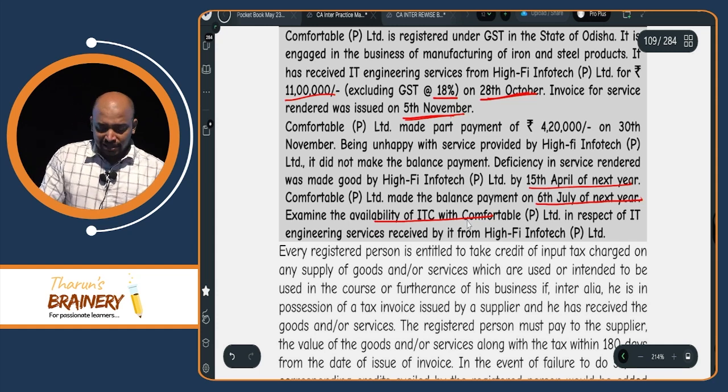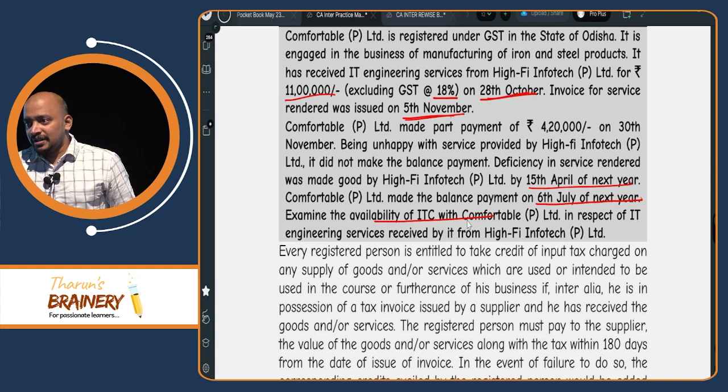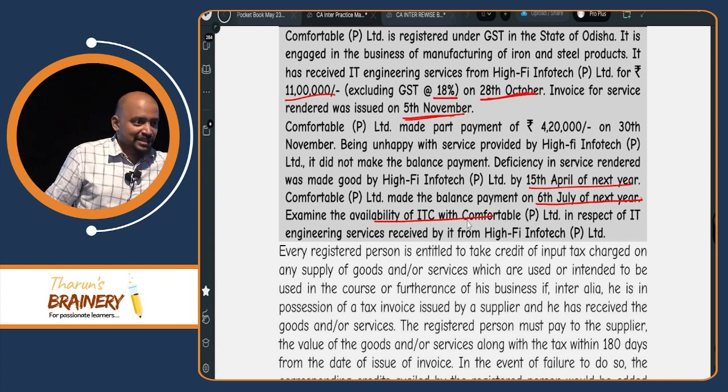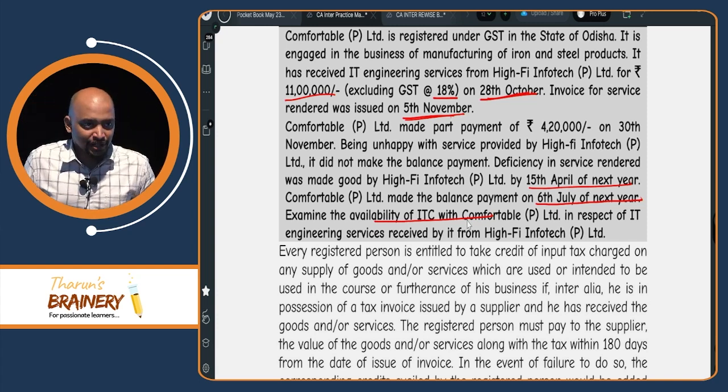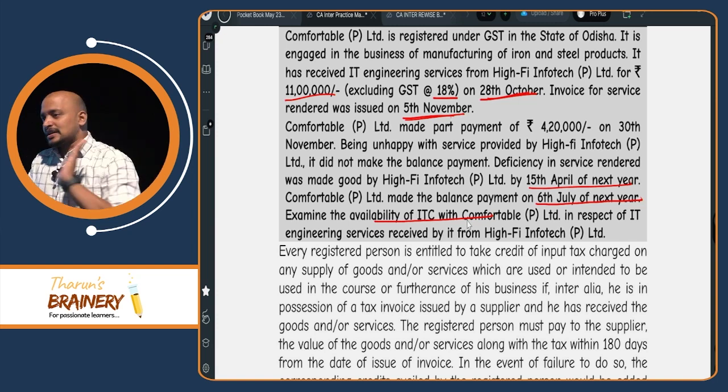Suppose if interest computation is given in the question, what do we need to know? Date of utilization. We don't have that information in the question. That's why they did not ask interest computation. Suppose if they give date of utilization, then we need to do interest computation.